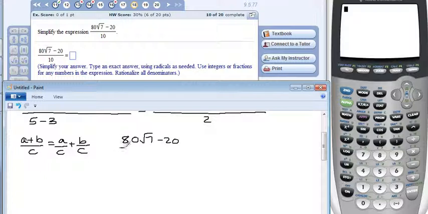I hope you're not too frustrated with MyMathLab. I know a lot of people get really frustrated with it. Okay, so here's like your A. This is like your A over here, and your B, and your C. So I can split this up.